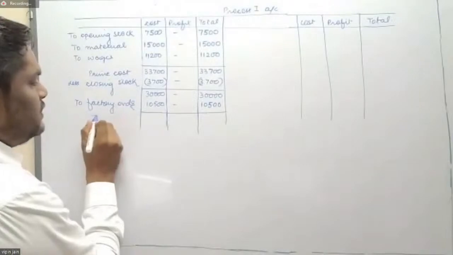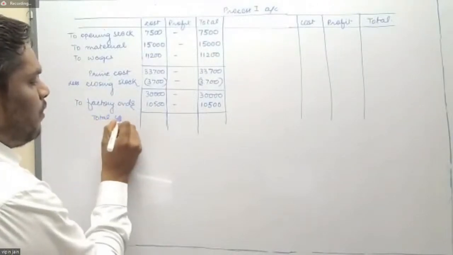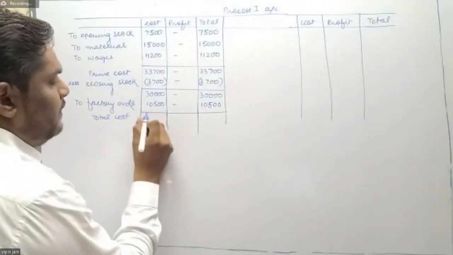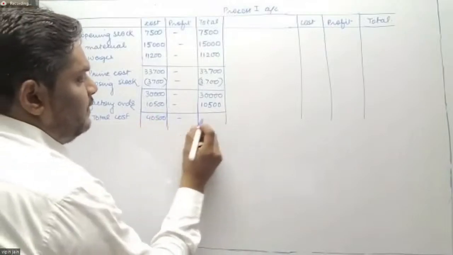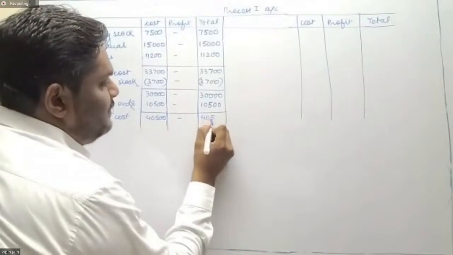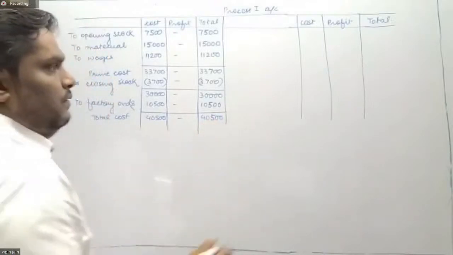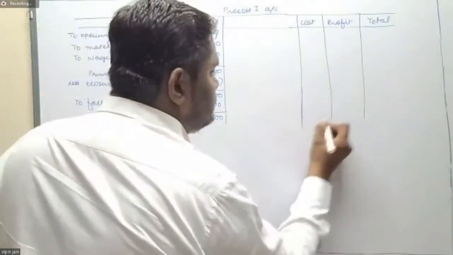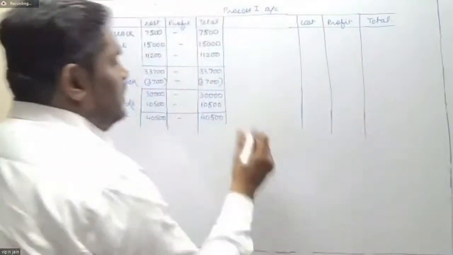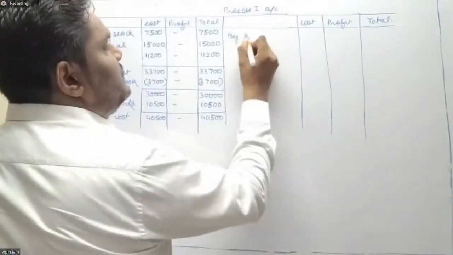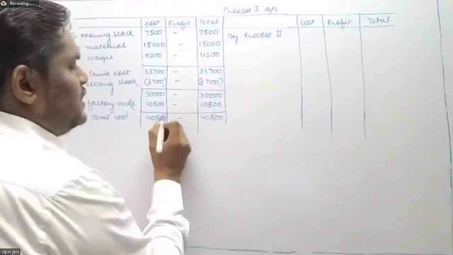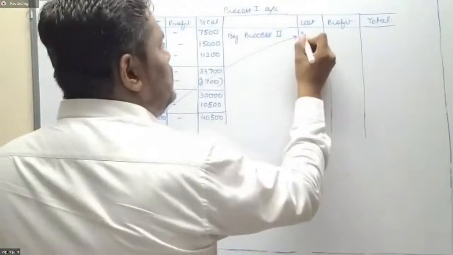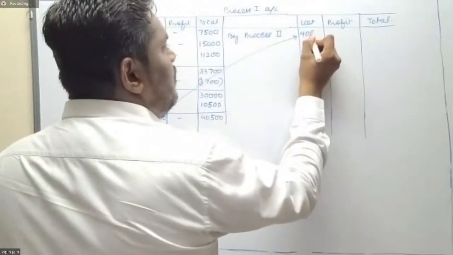So the total cost will be 40,500 and 40,500. This will be transferred to the next process, that is the second process. Now this cost column will remain the same. There will be no change in the cost column.